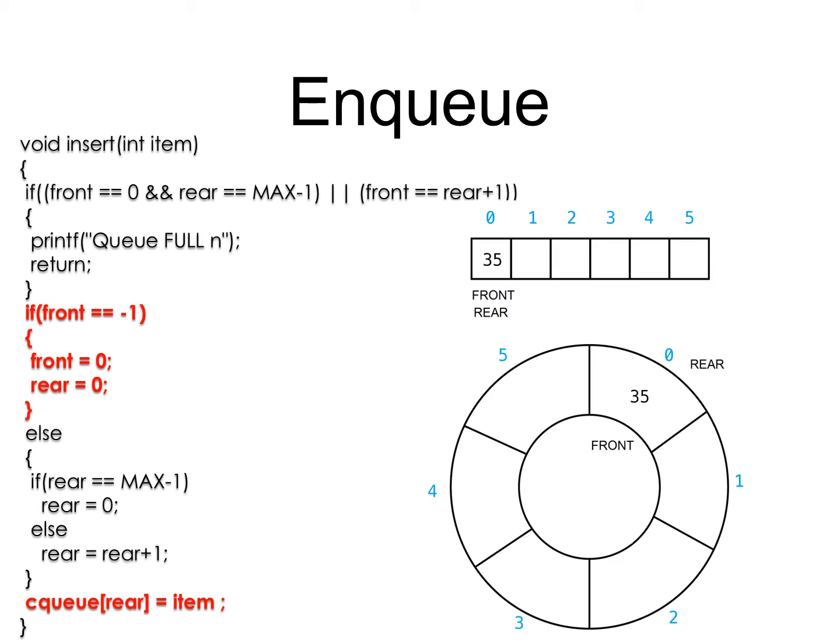In the array, array of rear is equal to the item. Here item or x will be the same. So I have just inserted the new element at the rear end. So 35 is inserted at the rear end. There is one and only element in the queue. So this is how insertion is done in a circular queue, which is similar to an ordinary queue.